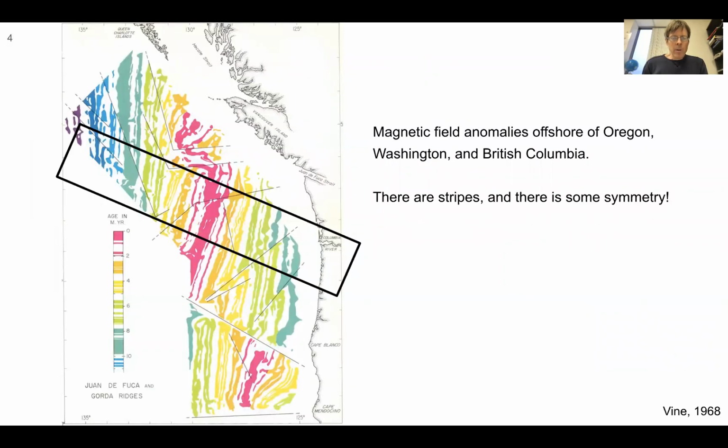Here's that picture from a figure published in a paper in the book. And we're looking at magnetic field anomalies offshore of Oregon, Washington, and British Columbia. So here's offshore Oregon, Columbia River. This is Vancouver Island, British Columbia. There's stripes and there's also some symmetry. So we'll look at a cut through here to see what I mean by that.